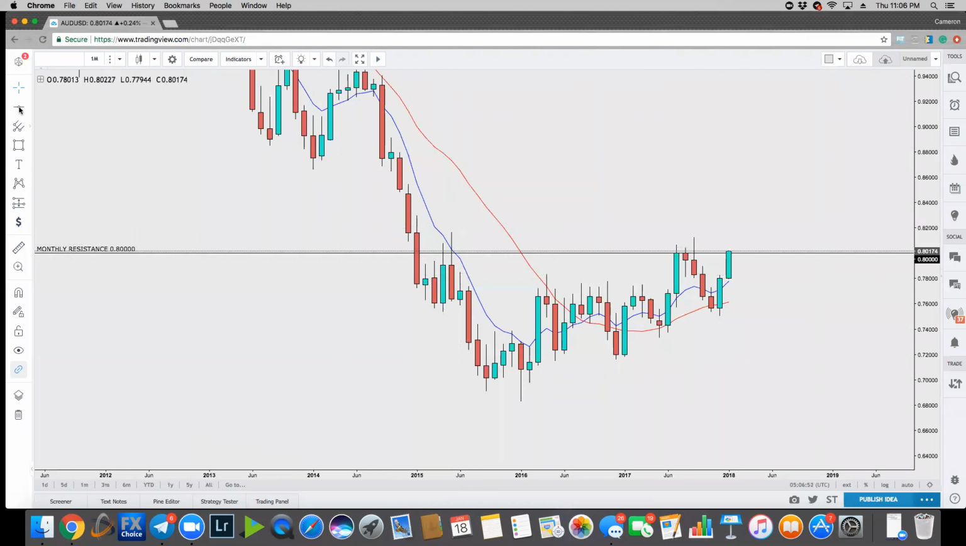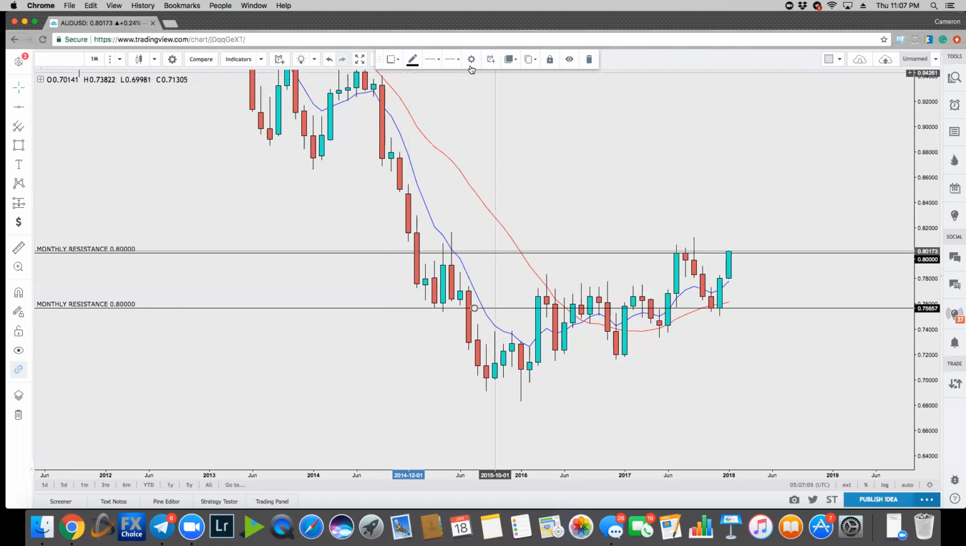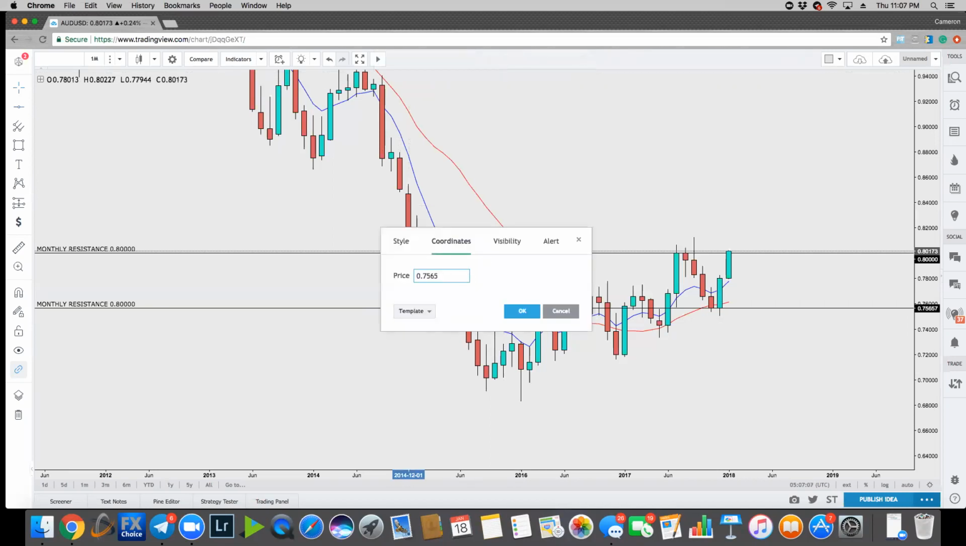So the second is you want to find where monthly support from this given range that I was talking about is at. And I can see whenever I actually come in here, I know that 75, somewhere in there, 75, is going to be the monthly support area.